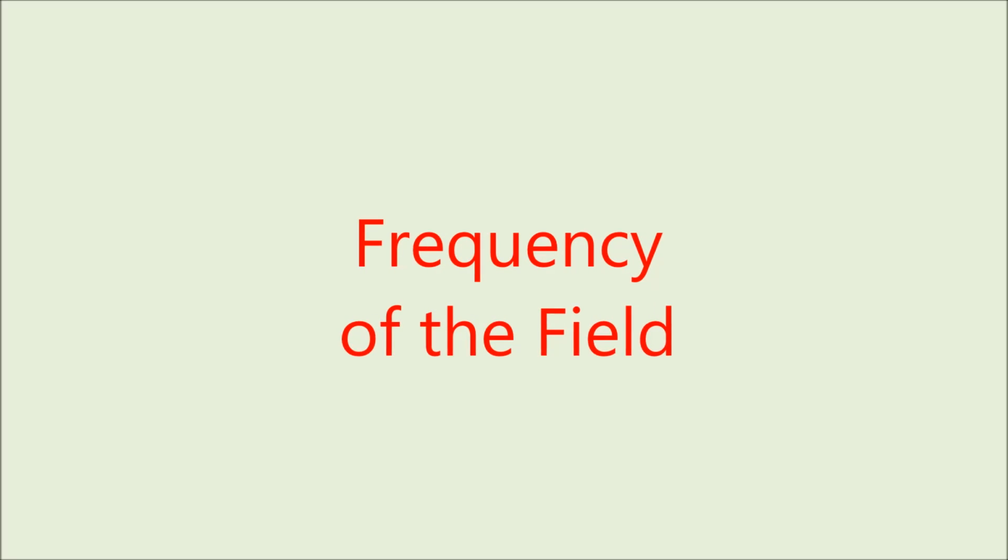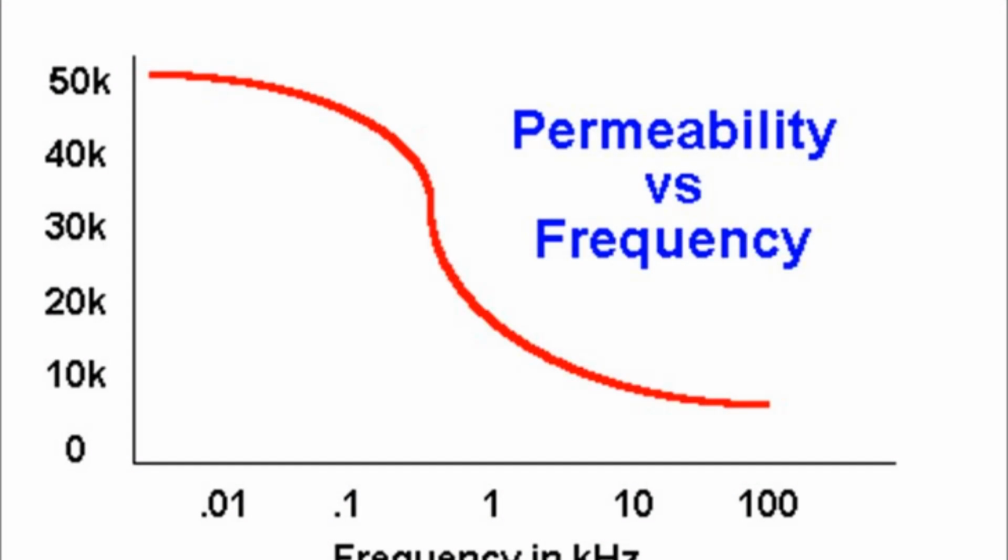Frequency of the magnetic field. In general, magnetic shielding performance decreases as frequency of the fields increases. Attenuation is proportional to permeability, all other factors being equal. Note that permeability drops dramatically over 1 kHz for typical magnetic shielding alloys.